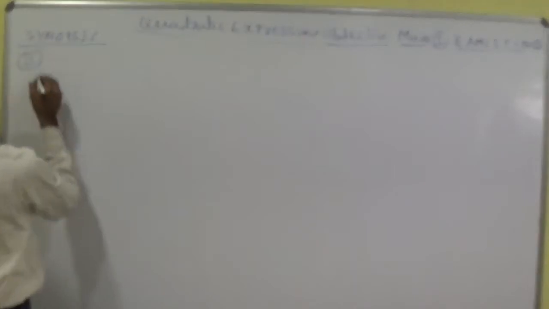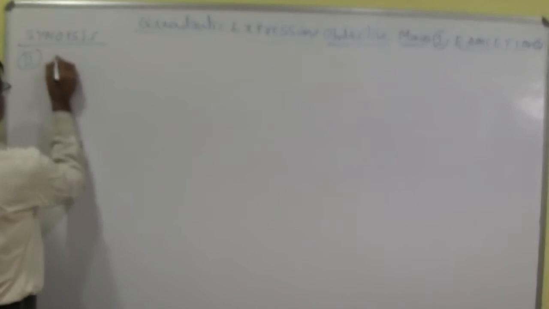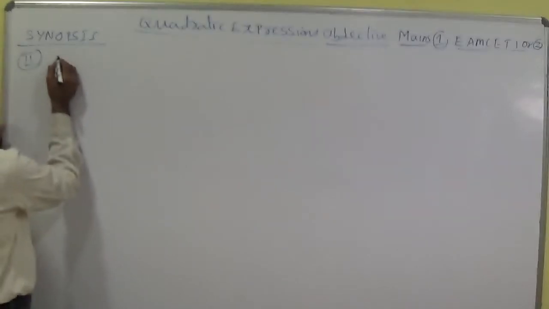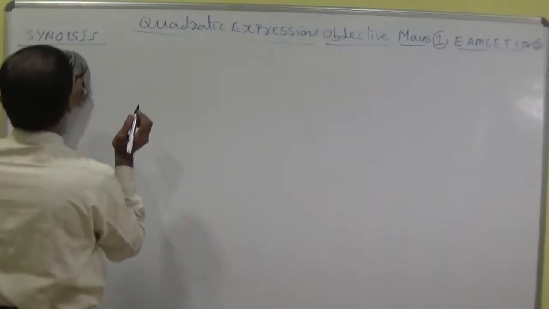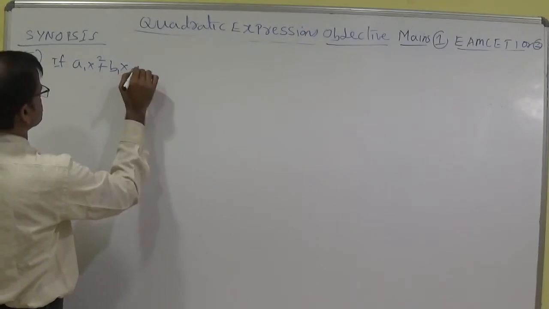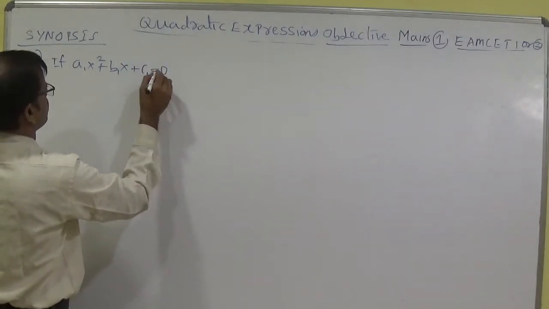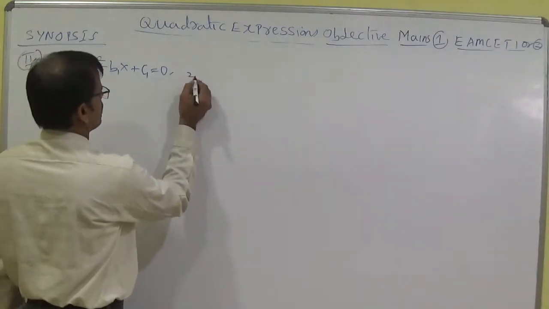Now we are in synopsis. Let us remember the common root concept, and before going to discuss the common root concept, I want to discuss it with the formula. If a1x square plus b1x plus c1 equal to 0, this is a quadratic equation, the first quadratic equation.